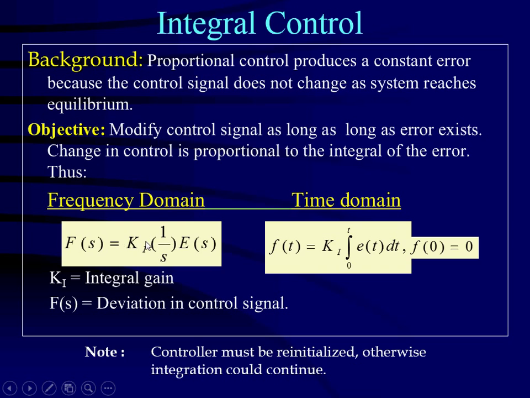control law in the frequency domain. In the time domain, you would interpret it like this, as the integral from 0 to t of the error. So k sub I is the integral gain, and f sub s is the change in the control signal. In other words, what we are doing is imposing on the system this kind of control.